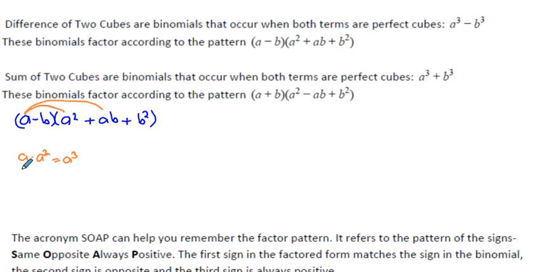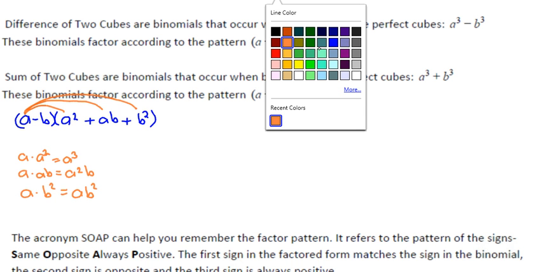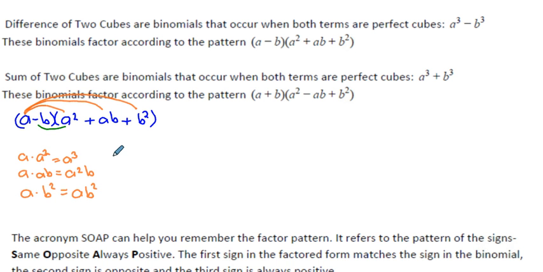Then we're going to multiply a times ab. That is going to equal a squared b. And then we have a times b squared, and that's going to equal ab squared. Now we're going to repeat that process with our second term, b, or actually negative b. So we have negative b times a squared. That, of course, equals negative a squared b.